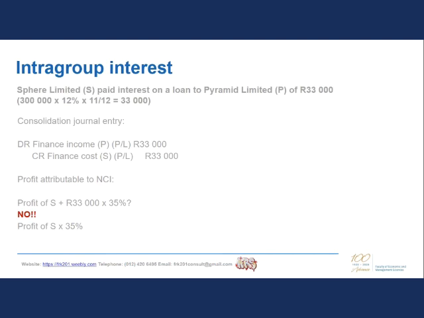Both legs of this consolidation journal entry change profit or loss items, and with the same amount. Therefore, this consolidation journal entry would not change the group's profit. Therefore, when calculating profit attributable to NCI, the profit of Sphere should not have been adjusted with the effect of this intra-group consolidation journal entry. However, the client ended up taking the profit of S, adding back the 33,000 times 35% when calculating profit attributable to NCI in the prior year. This should not have happened.